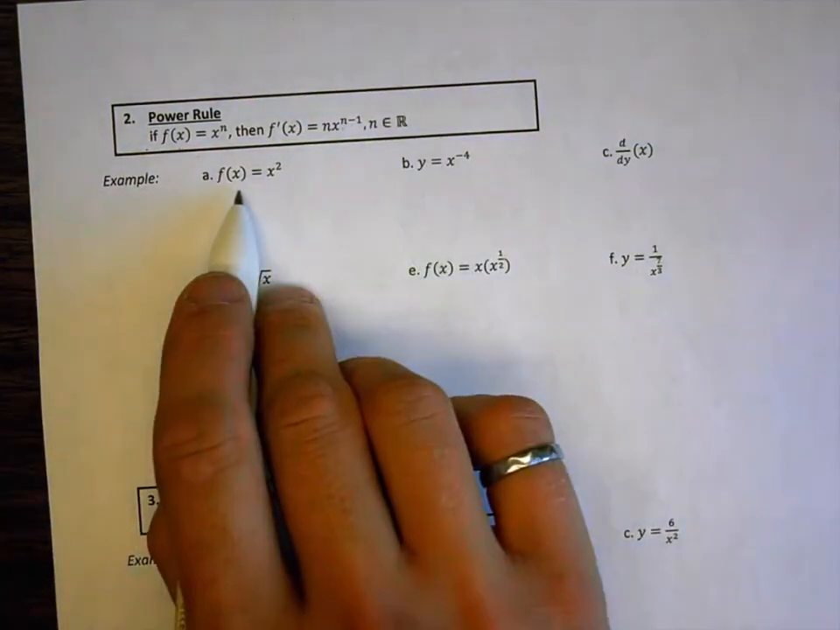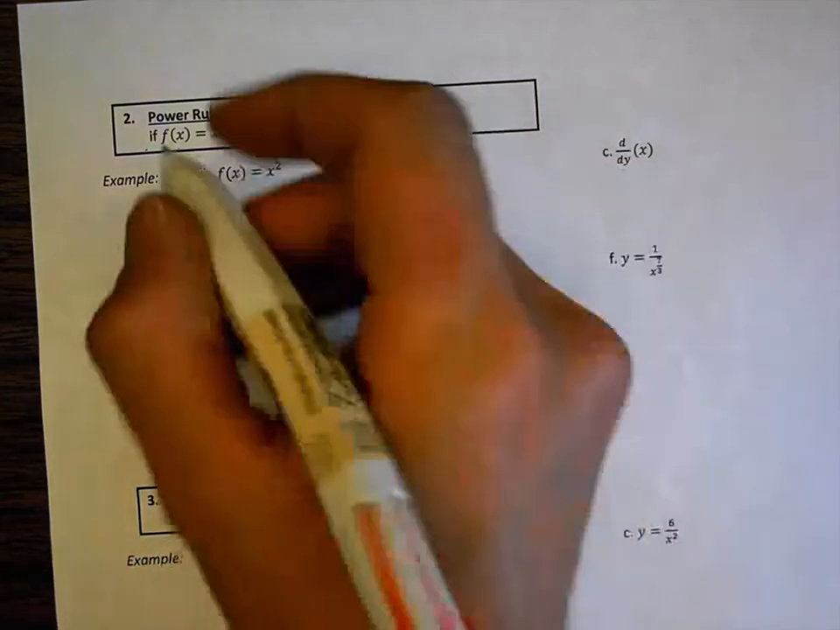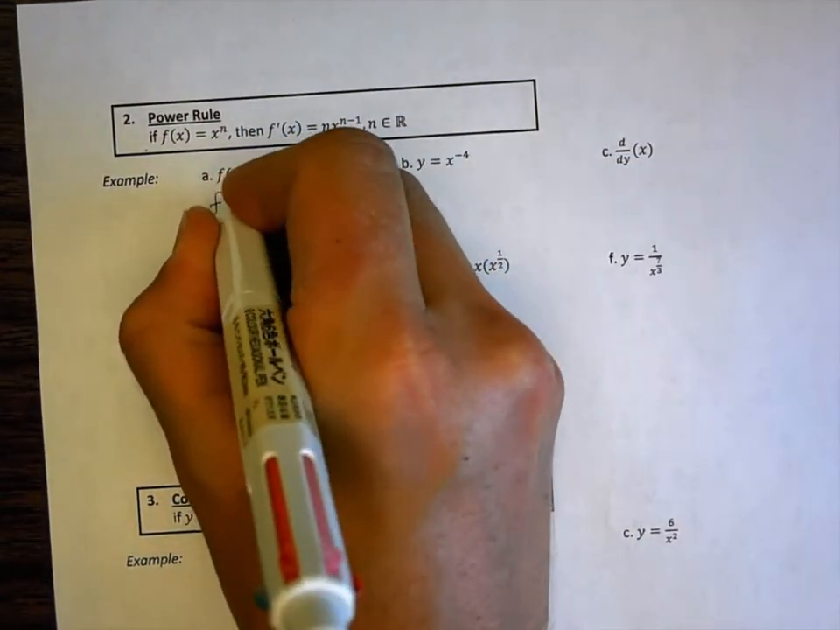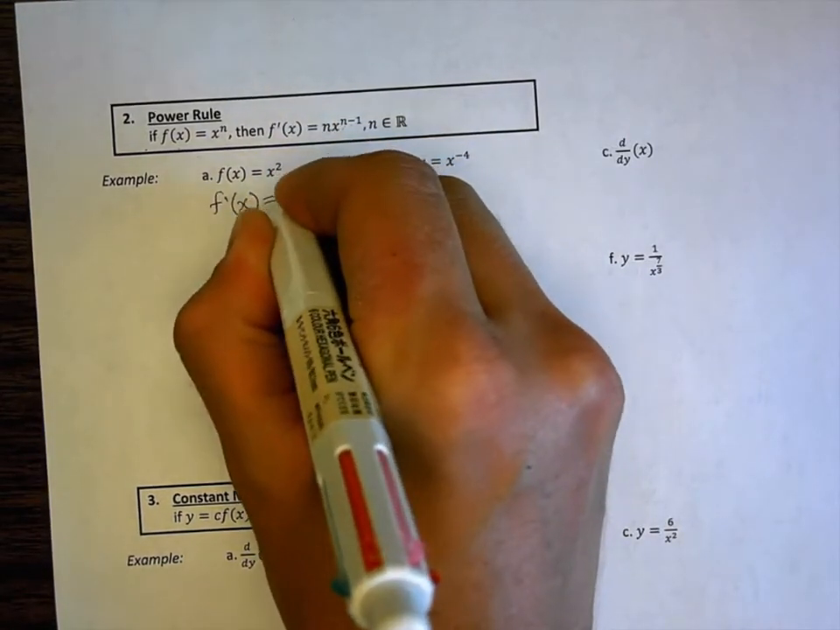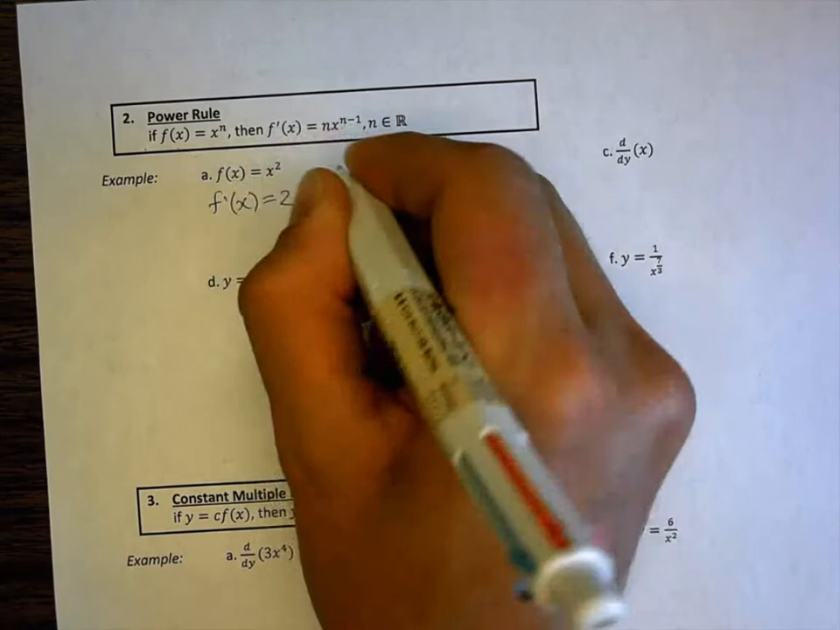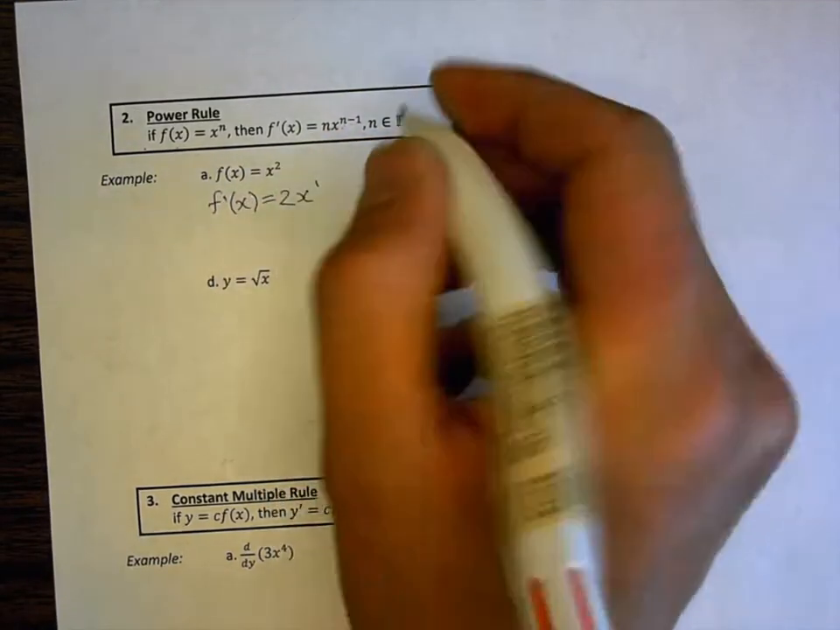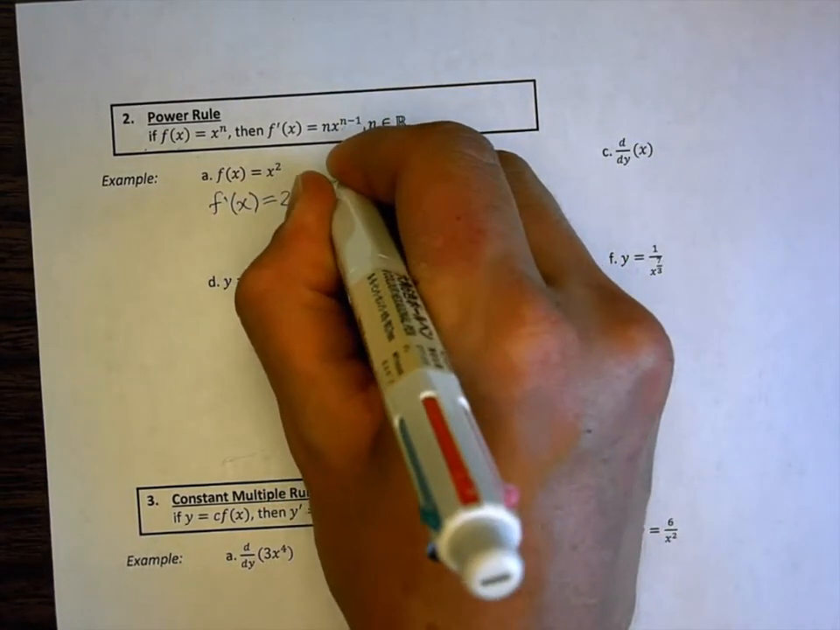Okay, so here we go. Let's apply the power rule. Here's my function. What's my derivative? Well, I bring the 2 down, so the exponent comes down, and then for the exponent I subtract 1. So I end up, well, I'm going to write out the step, but you don't have to write out this step every time.